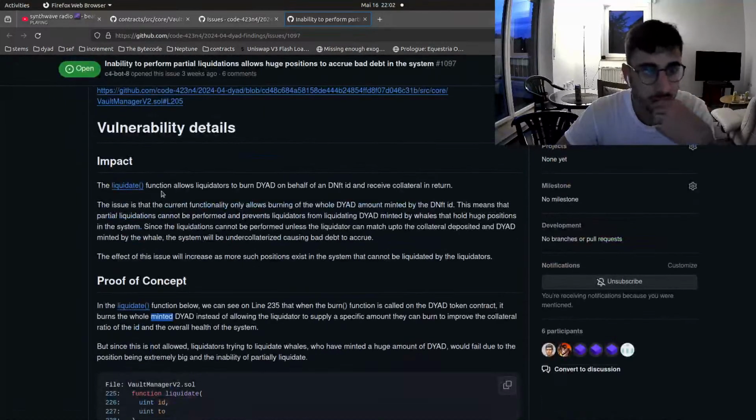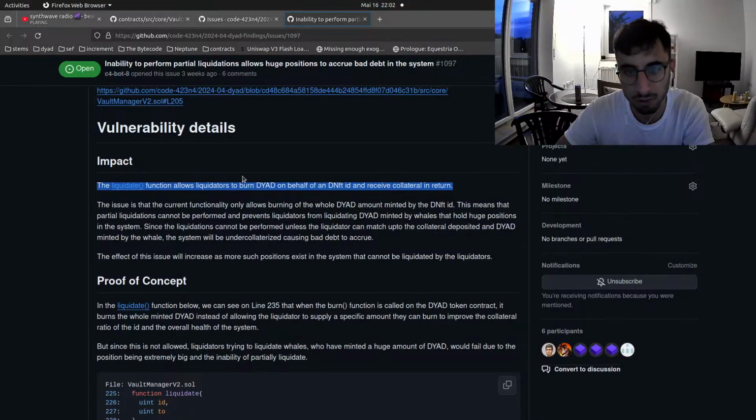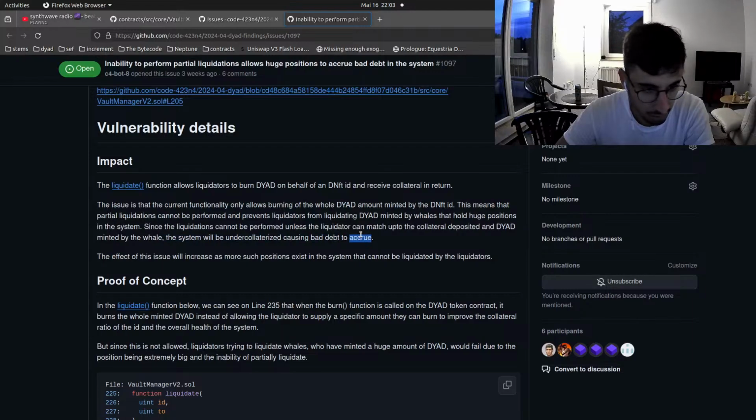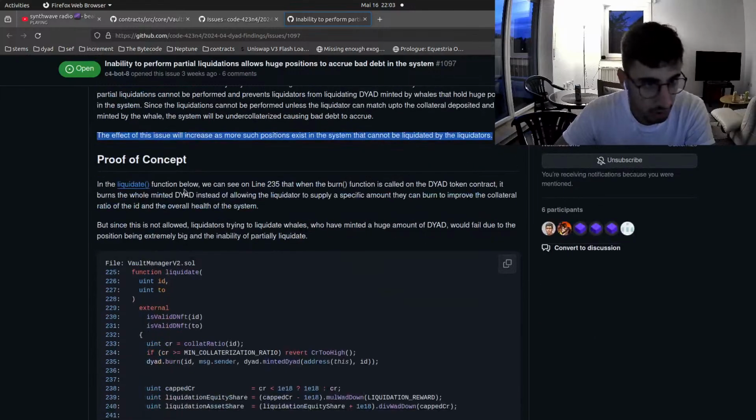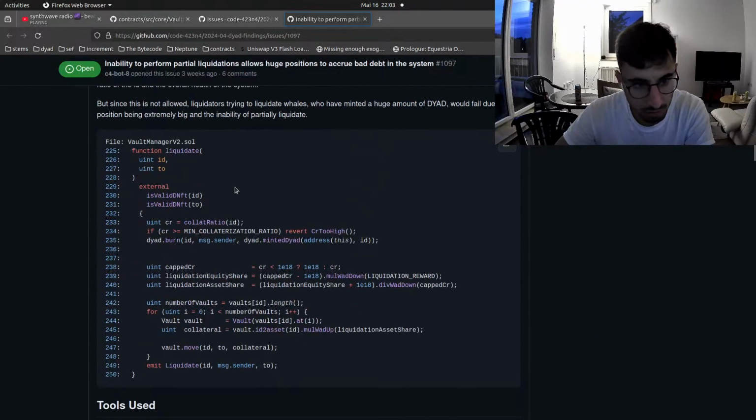But let's actually read this. The liquidation function allows liquidators to burn DYAD on behalf of the DNFT. The issue is that the burn function only allows burning of the whole DYAD minted by the NFT ID. This means that partial liquidation cannot be performed and prevents liquidators from liquidating positions that hold users in the system. Since the liquidations cannot be performed unless the liquidator can match up to the collateral and DYAD minted by the position, the system will be undercollateralized, causing bad debt to accrue. The effect of this issue will increase as more such positions exist in the system. In the liquidate function below, you can see that on line 235.